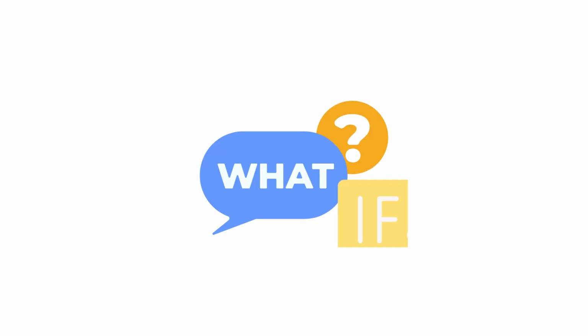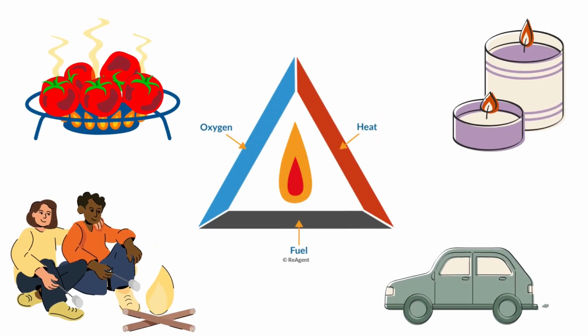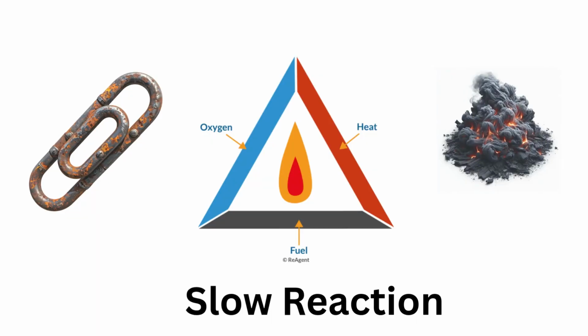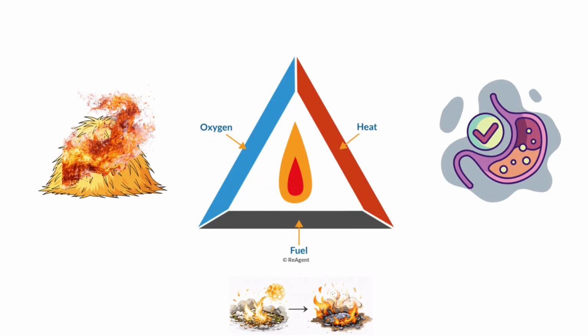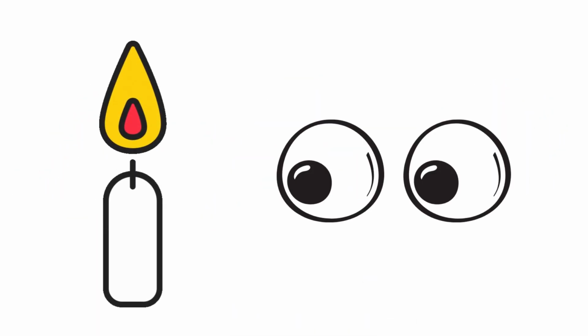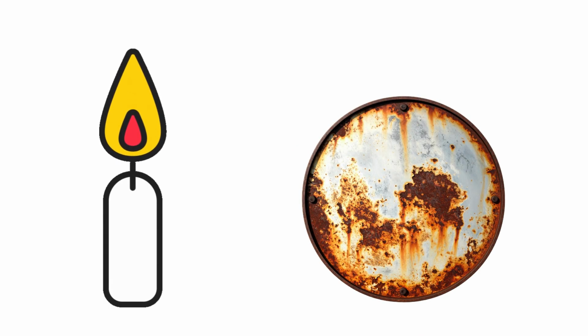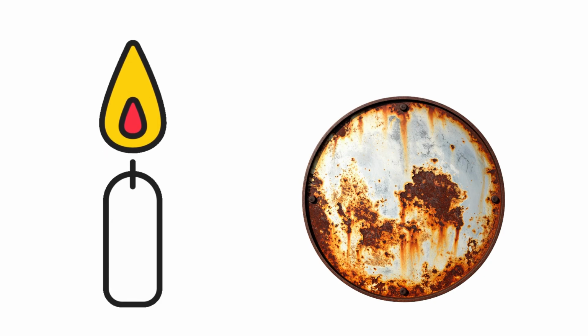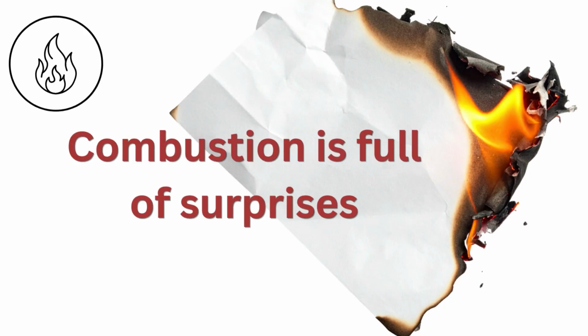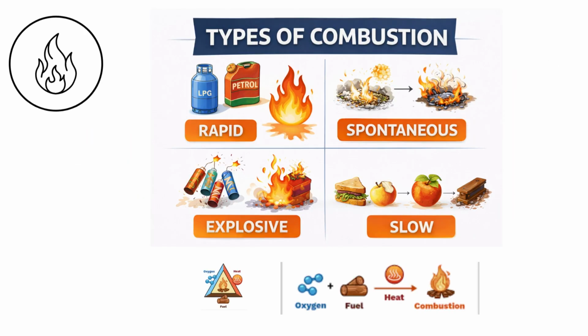What if I told you that combustion happens all around us, sometimes fast, sometimes slow, and sometimes without any flame at all? You might see a candle flicker or even just a piece of metal slowly rusting. These are both forms of combustion, just happening at very different speeds. So combustion is full of surprises, and today we will uncover the four main types of combustion.